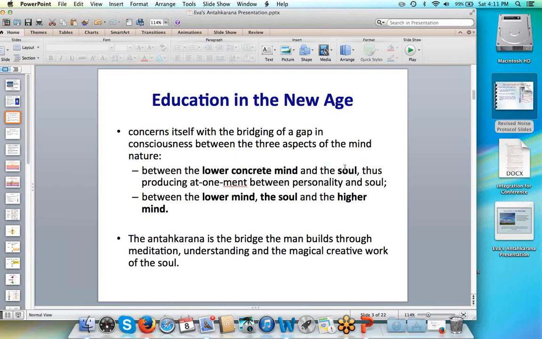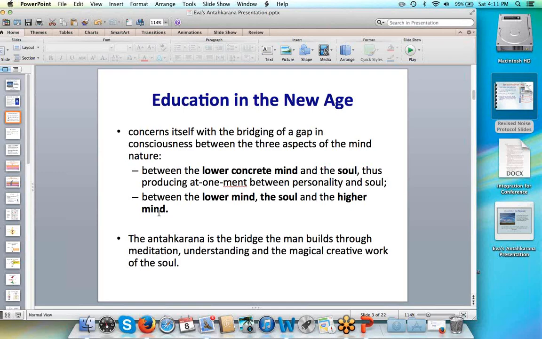The soul is that part that is considered the higher self, or your true essence, or who you truly are, and whatever other names you may call the soul. So by bridging these two, it produces at-one-ment between the personality and the lower concrete mind, which are very related, and the soul. So that's the first bridge in a way.